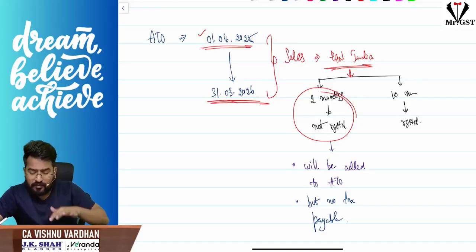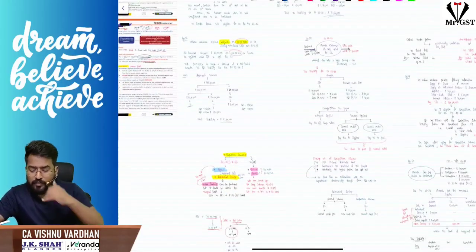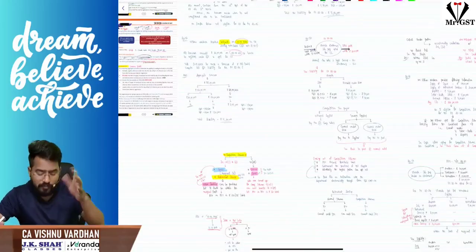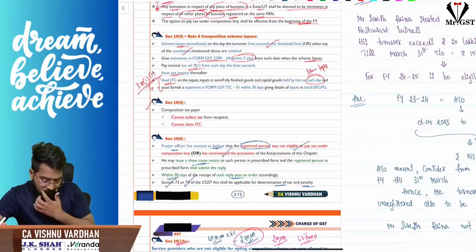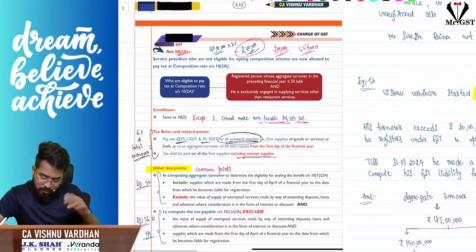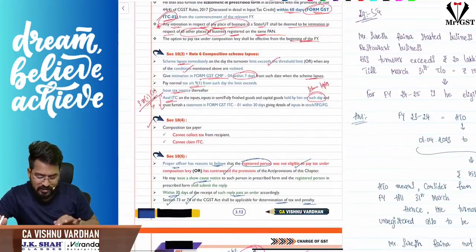On that we have some questions and examples also. Please make sure you are going through that. I have given a good number of questions and examples here for you to solve, so please go through that. So with this, we have completed the composition scheme provisions, and obviously there are certain procedural things, sir.